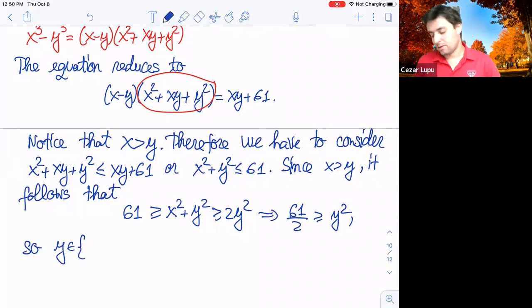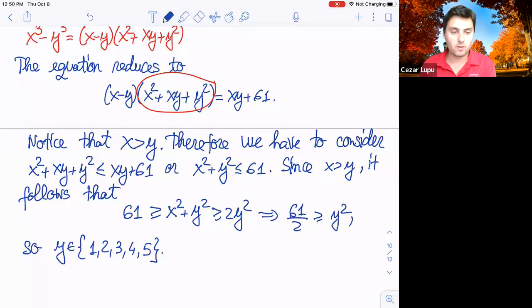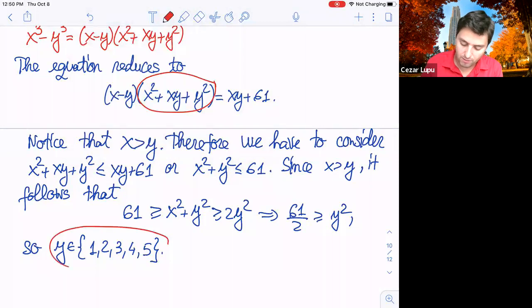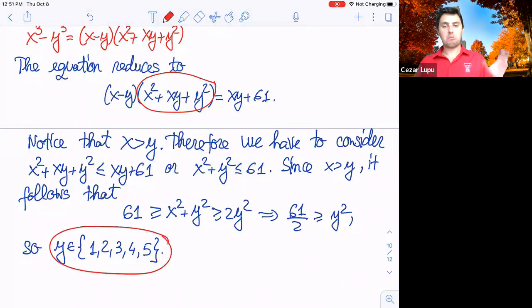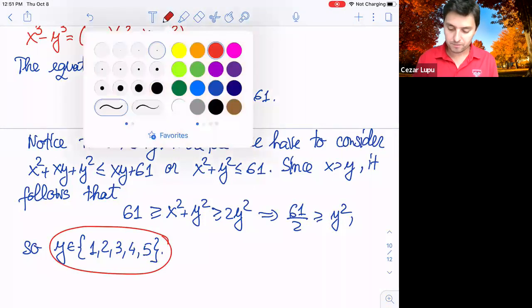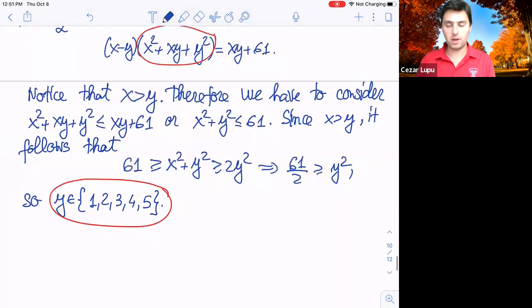So let's see, 61, 60 over 2 is 30, square root of 30. So it will be close to 25 is the largest square, right? So we will have 1, 2, 3, 4, and 5. So these are the options for y. Okay, so since I got this now, then only finite number of cases, then, well, I'm in a perfect situation. And now I want to see what happens for each one of them.